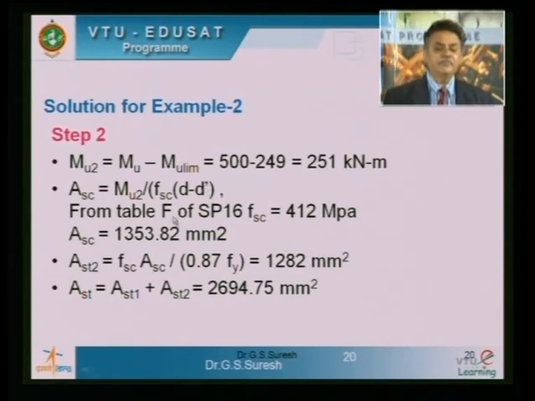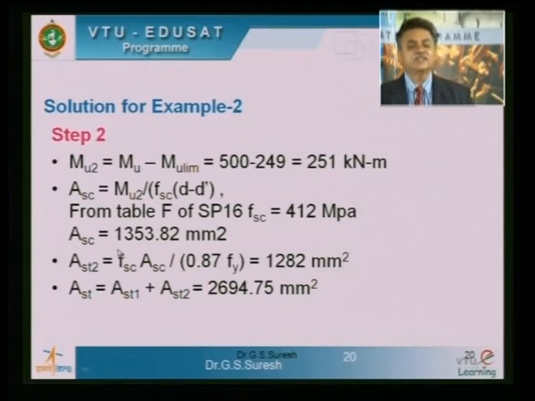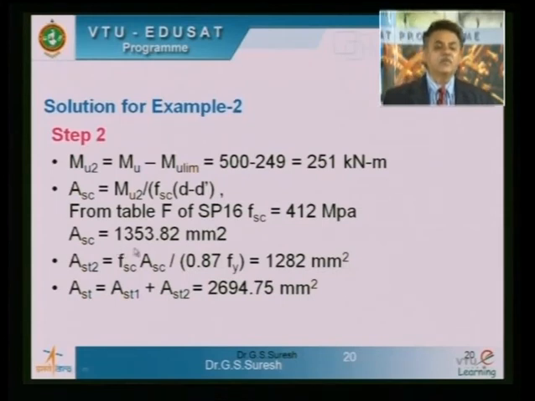So from Table F of SP16, for d dash by d equal to 0.1, I have fsc equal to 412 MPa. Then Asc I get from this as 1353.82 mm squared. That is, I substitute the fsc value and d minus d dash.